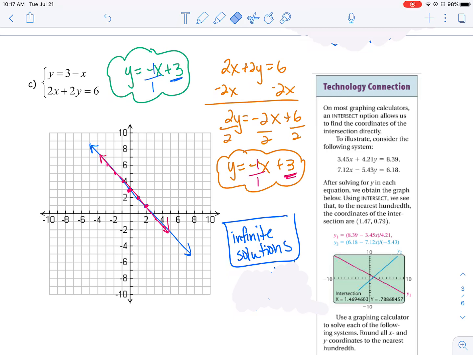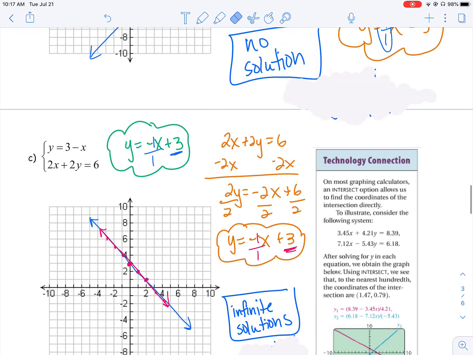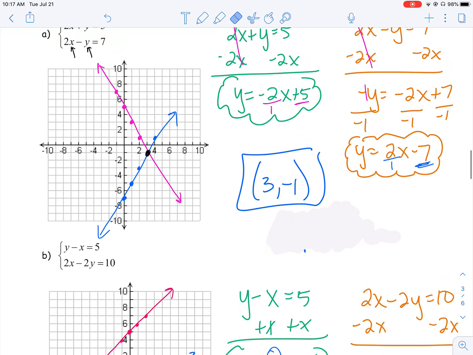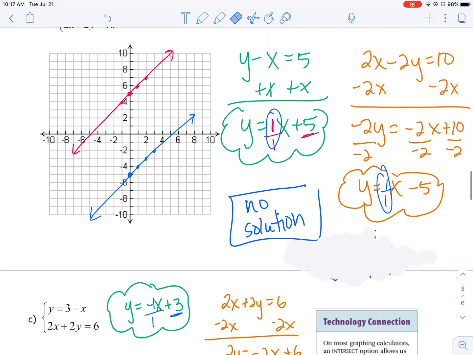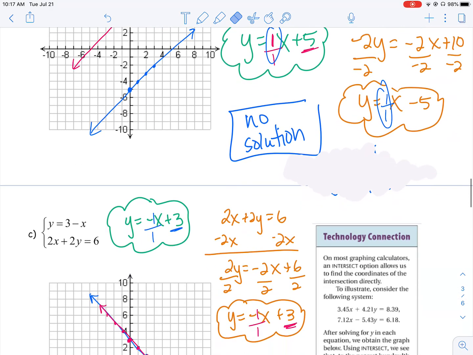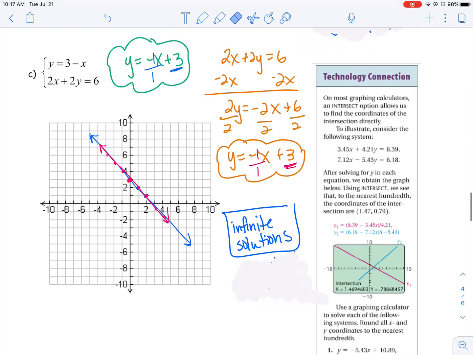So we've actually looked at three different types of examples of solutions to systems of equations. The first one had one solution because it intersected once, right, at the point 3, -1. The second example were two parallel lines. They're never going to cross, so there was no solution there. On the third example, they happen to be the same exact line, so they're going to touch all the time. Every single point is going to be a solution for both equations. We have infinite solutions here.